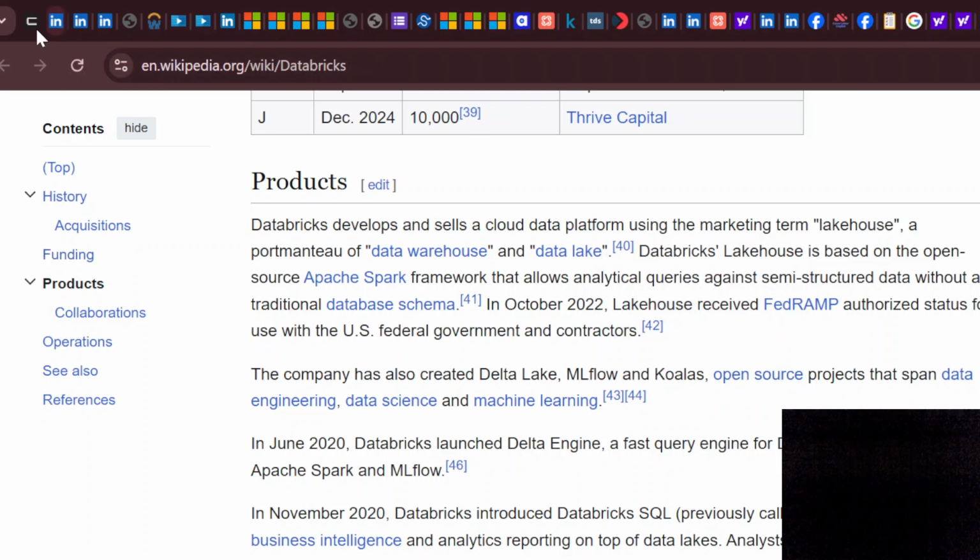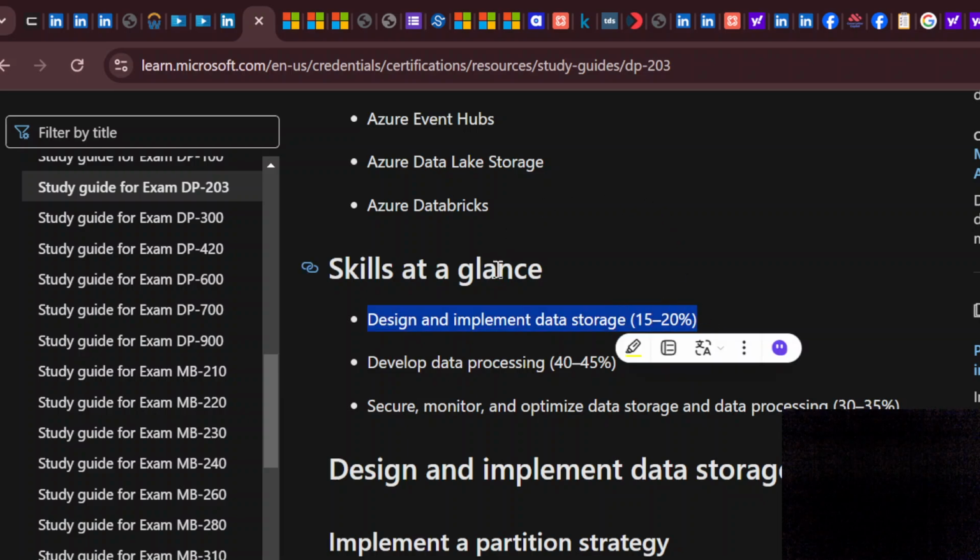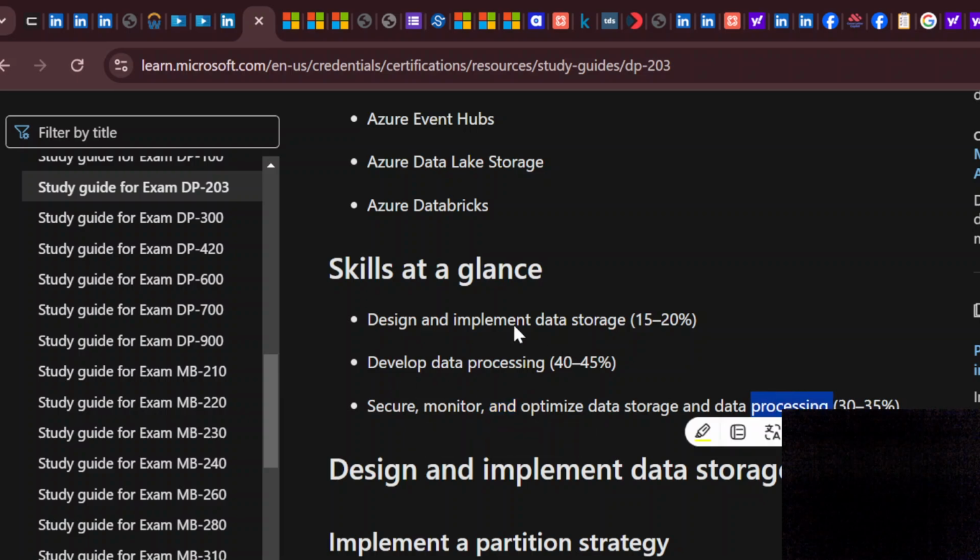Okay, many things are there in this. Azure skill set at a glance. So you can see: design and implement data storage, develop data processing, secure, monitor, and optimize data storage and data processing. So these are the skills.